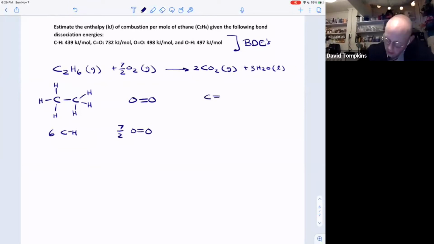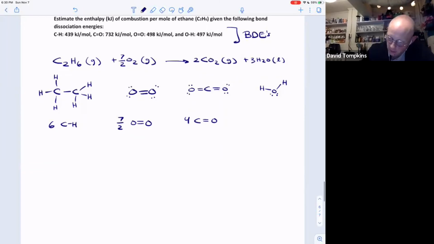CO2 has carbon as the central atom with 2 double bonds to oxygen. And so we need to form 2 moles worth of CO2. So there are 2 CO bonds per CO2. There are a total of 4 CO bonds that are forming. And water, of course, has oxygen as the central atom. I haven't put the lone pairs on here, but you know where they are. There are 2 on each oxygen. Now, if we're making 3 moles of water, each water has 2 OH bonds. That's 6 OH bonds formed.